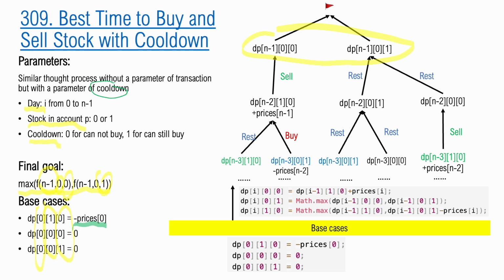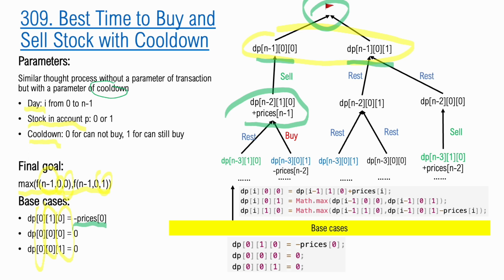So again, draw the recurrence tree. Drawing the recurrence tree is very important. And then we have the recurrence tree, right? In order to get the final result, we need the maximum between DP[n-1][0][0] and DP[n-1][0][1]. For DP[n-1][0][0], how can we get here? Basically, we sell the stock on the last day, and this is based on the optimal solution by the end of the previous day. You have 1 stock, right?